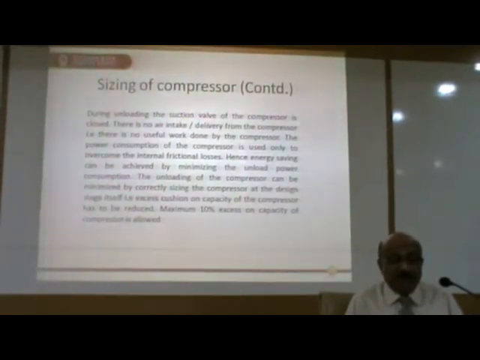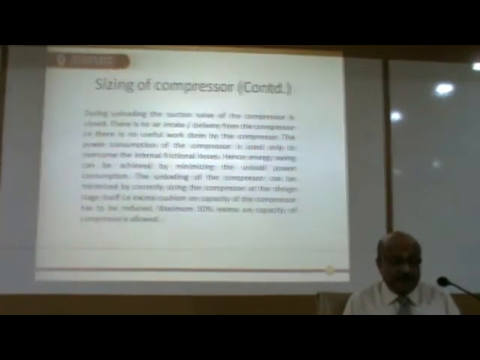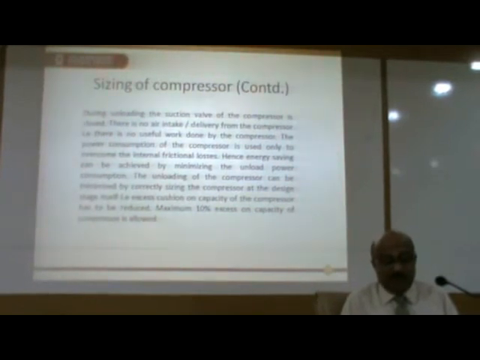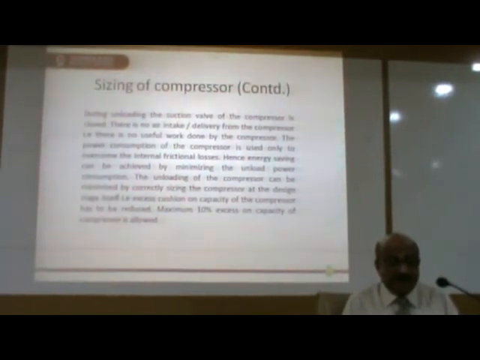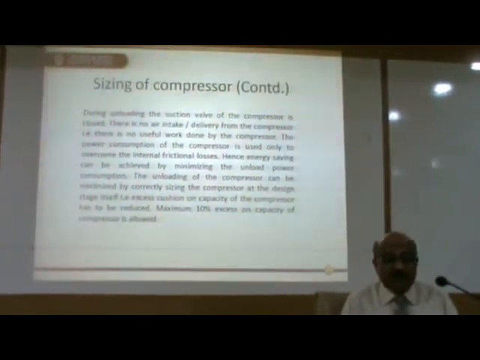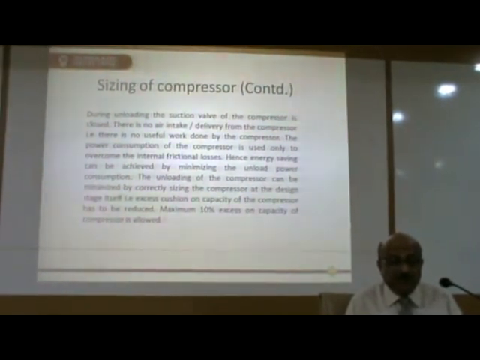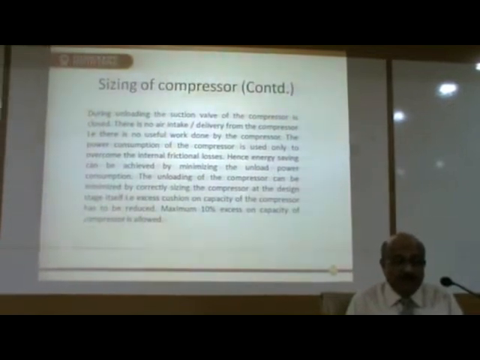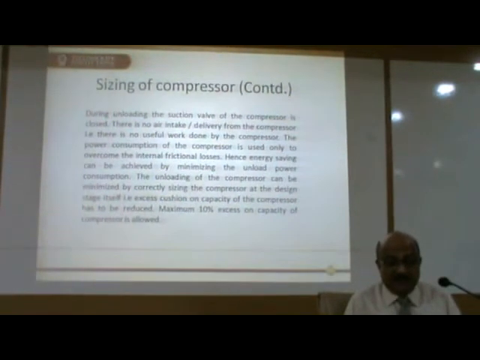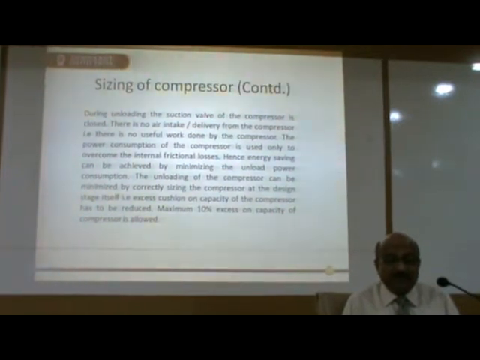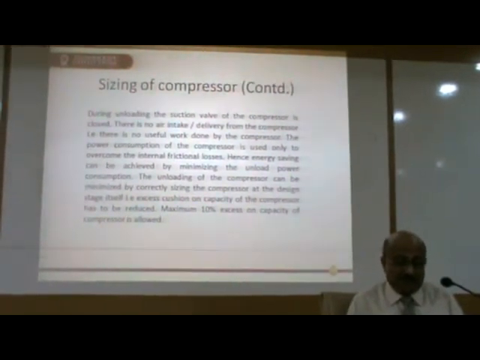During unloading, the suction valve of the compressor is closed. There is no air intake and no air delivery from the compressor. That is, there is no useful work done by the compressor. The power consumption of the compressor is used only to overcome the internal frictional losses. Hence, energy saving can be achieved by minimizing the unload power consumption.